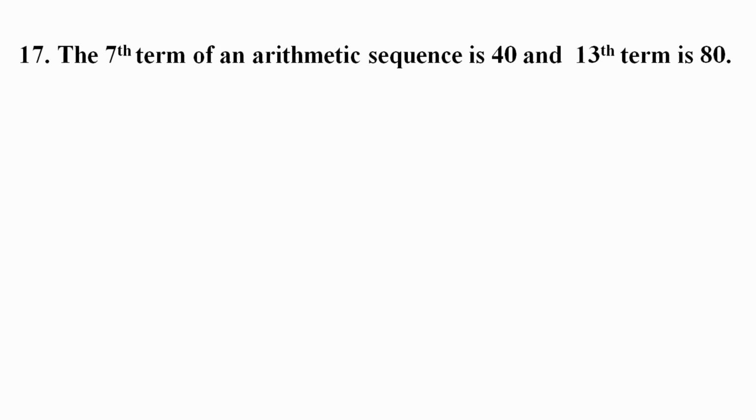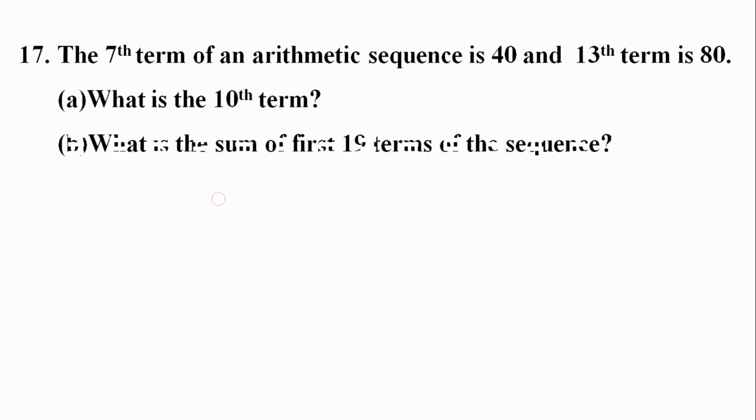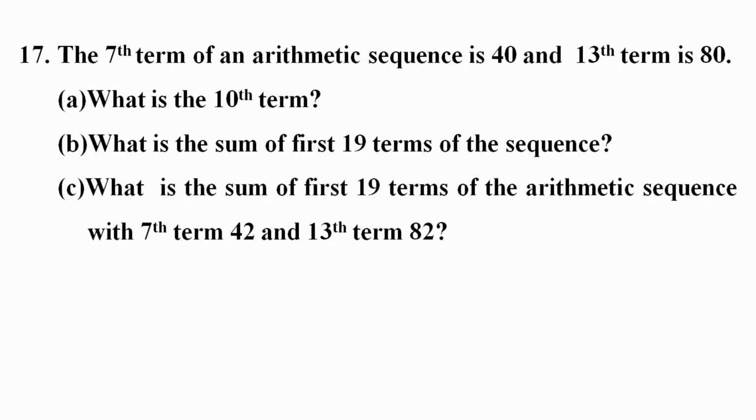17th question. The 7th term of an arithmetic sequence is 40 and the 13th term is 80. What is the 10th term? What is the sum of the first 19 terms of the sequence? Given that the 7th term is 40 and the 13th term is 80, what is the difference between the 13th term and the 7th term? That is 6 times the common difference.